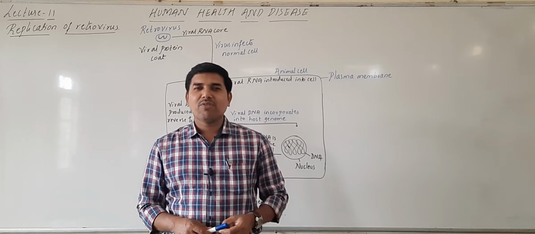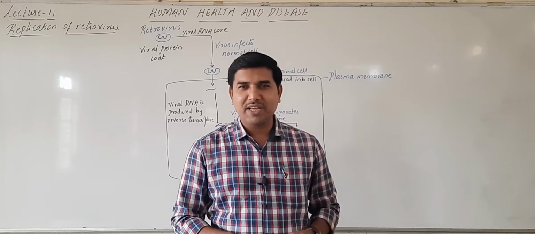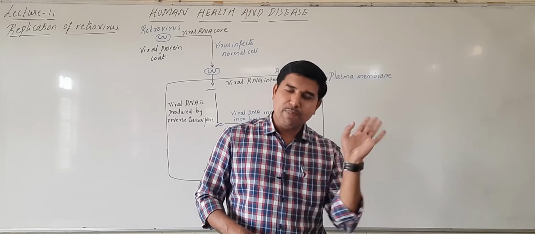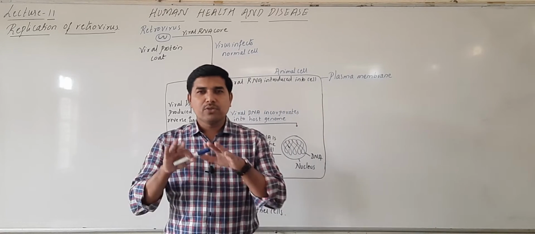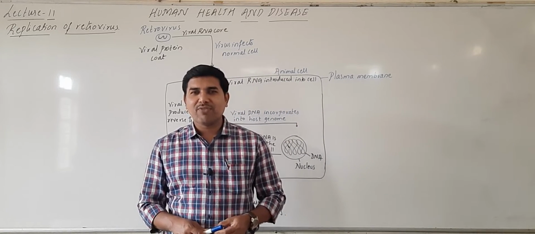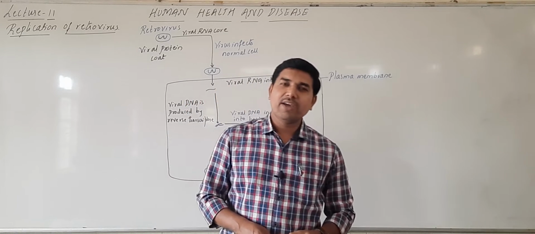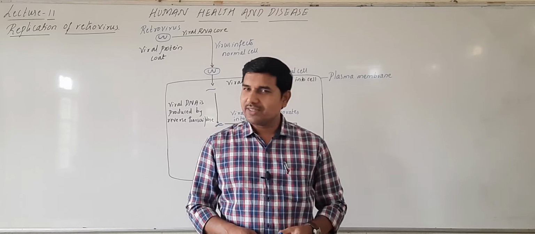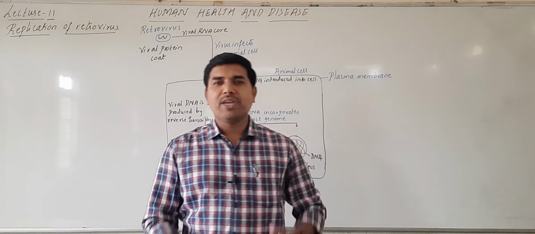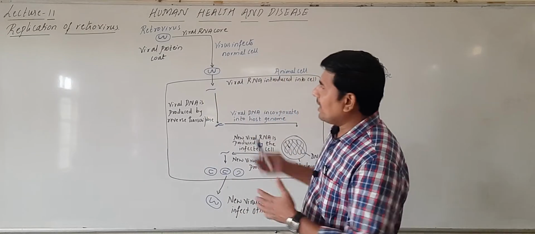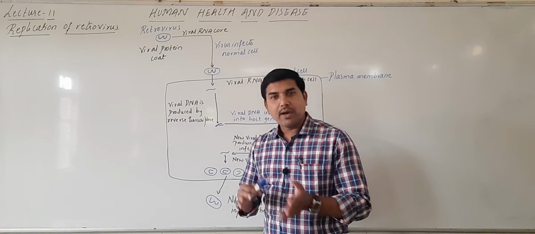So the life cycle of this retrovirus we are going to study: how exactly it replicates, it multiplies in the host cell, depleting our immune system, and so it makes the immune system very weak. That is why AIDS is said to be acquired immunodeficiency syndrome, as the immune system gets a deficit. So here we look at the life cycle or the replication of the retrovirus, which is most important.